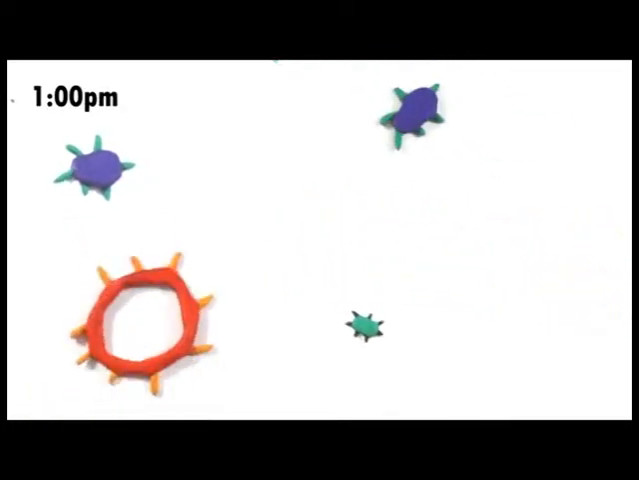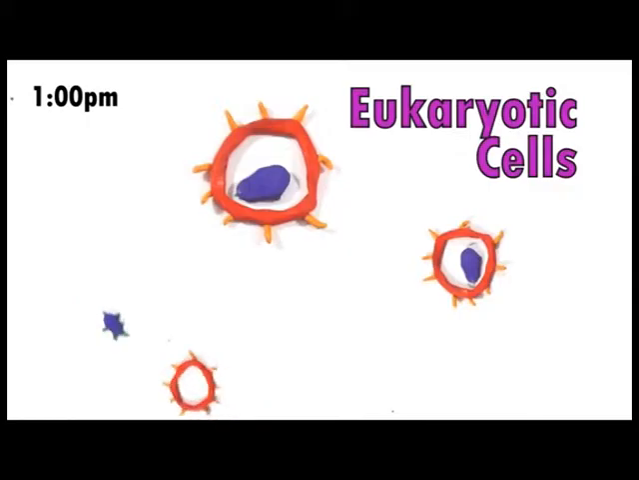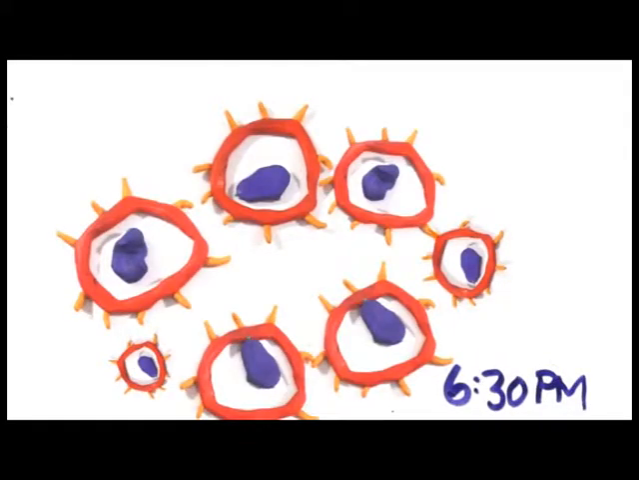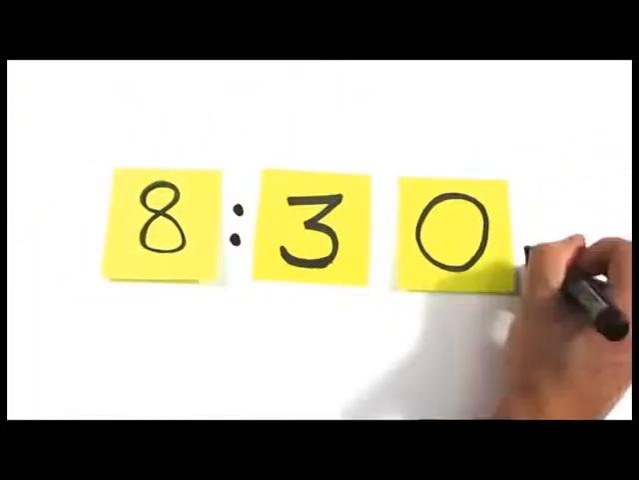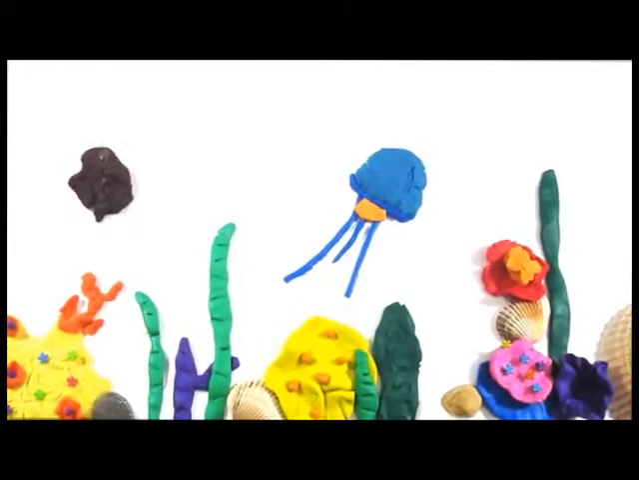At 1 p.m., a simple cell engulfs another, creating a symbiotic relationship and the first eukaryotic cells, or cells with internal organs. At 6:30 p.m., these cells begin to form colonies, and thus the first multicellular life develops. But it isn't until 8:30 p.m. that sea plants appear, and 20 minutes later we suddenly see animal life erupt in an explosion of inventiveness.